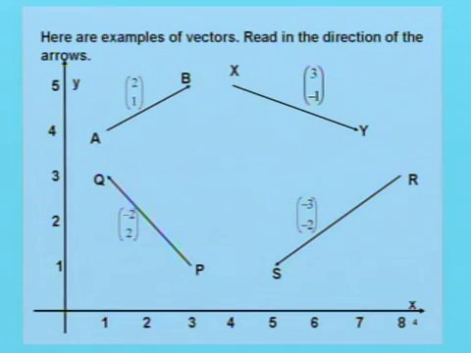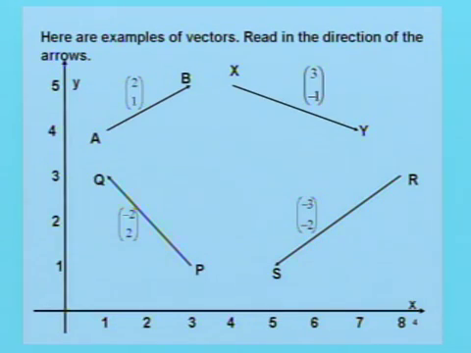Vector XY, moving from X to Y, we go along the x-axis, then the y. So vector XY is equal to (3, -1). That is, from X you go 3 units to the right and 1 unit down, which will give us vector XY equal to (3, -1).